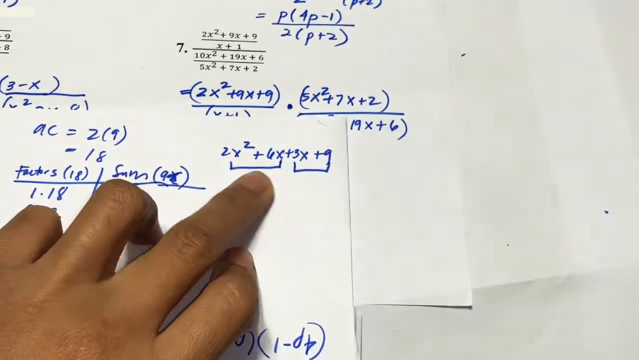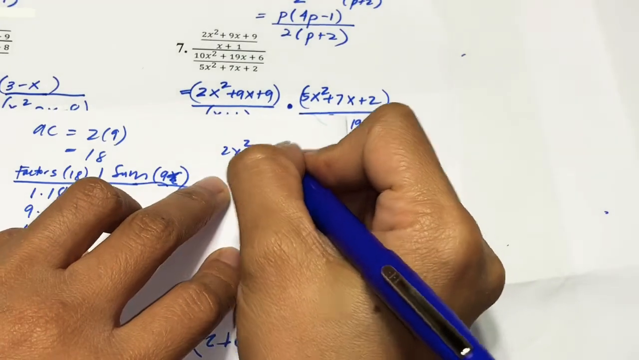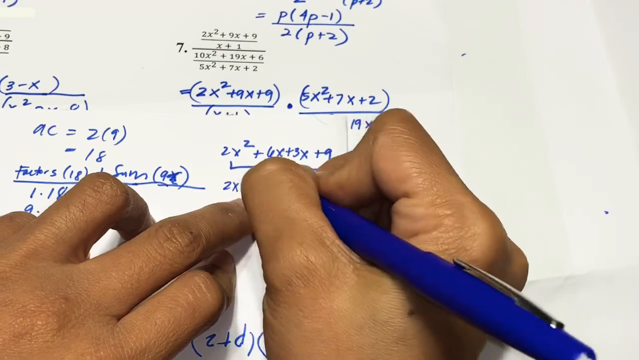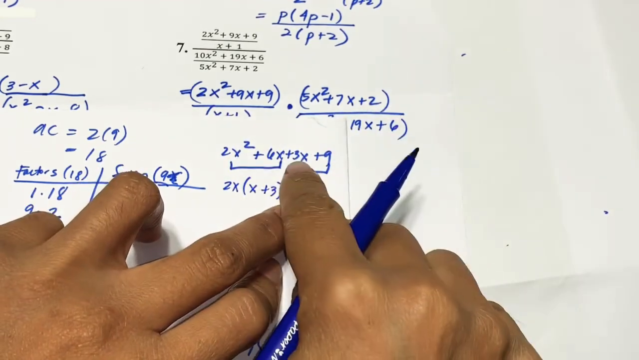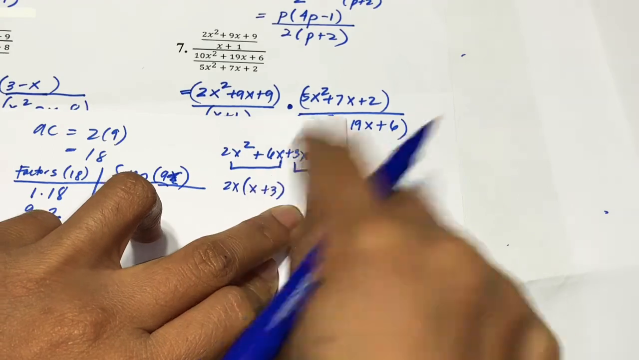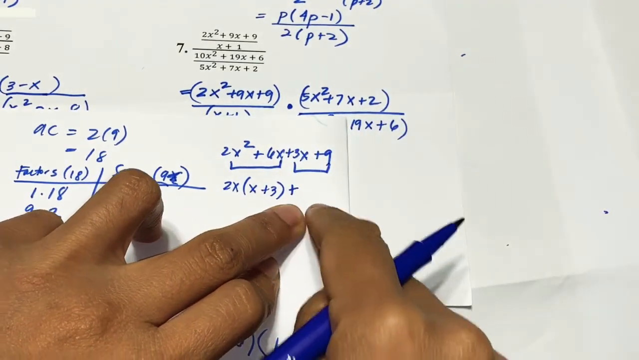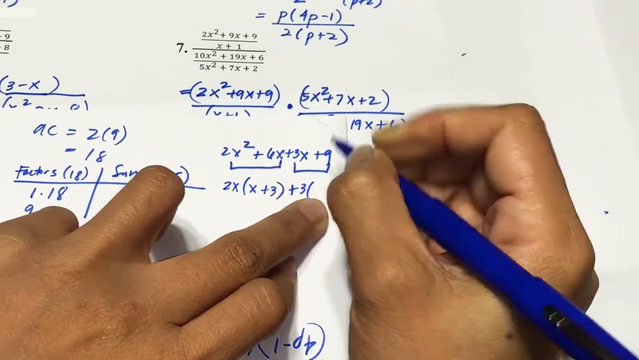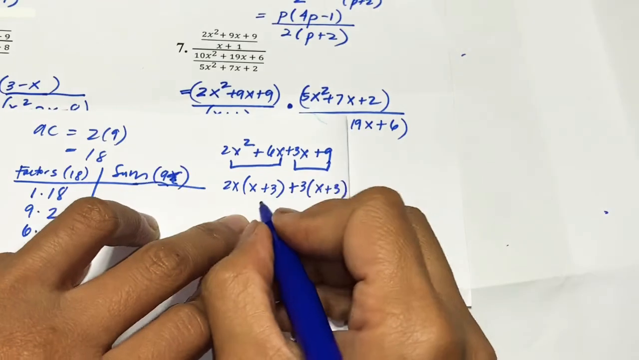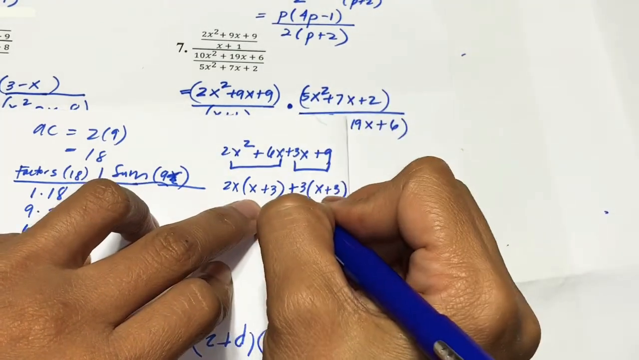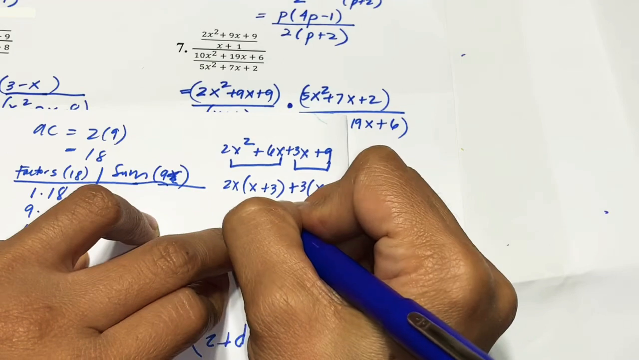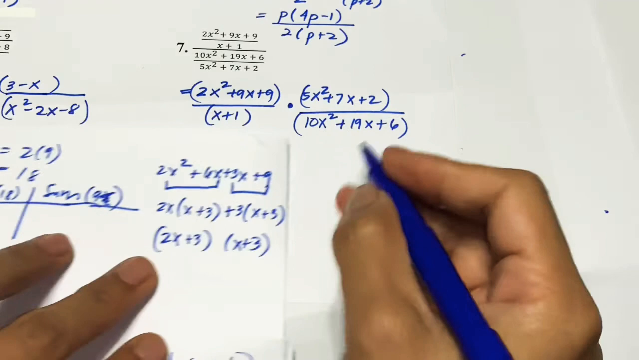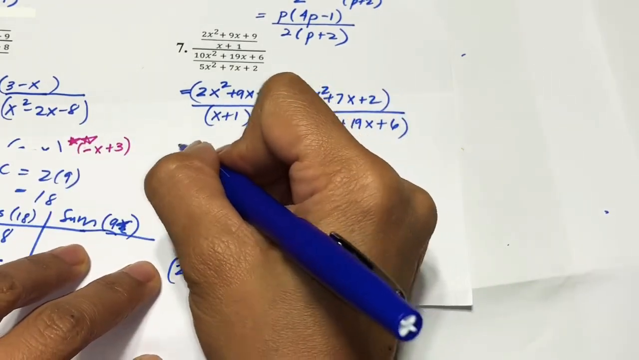GCF. Group the first two, group the last two. Take out a GCF. They have 2x in common. That's x plus 3. Here our GCF is not negative, it's positive. 3x plus 9, that's a GCF of 3. x plus 3. Since these two are in common, we did it right. So final answer, 2x plus 3 and x plus 3. So that's factoring the numerator of the first fraction.